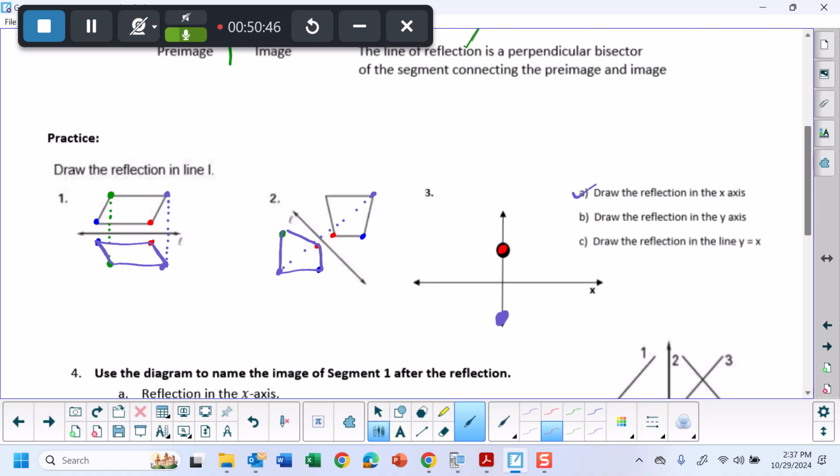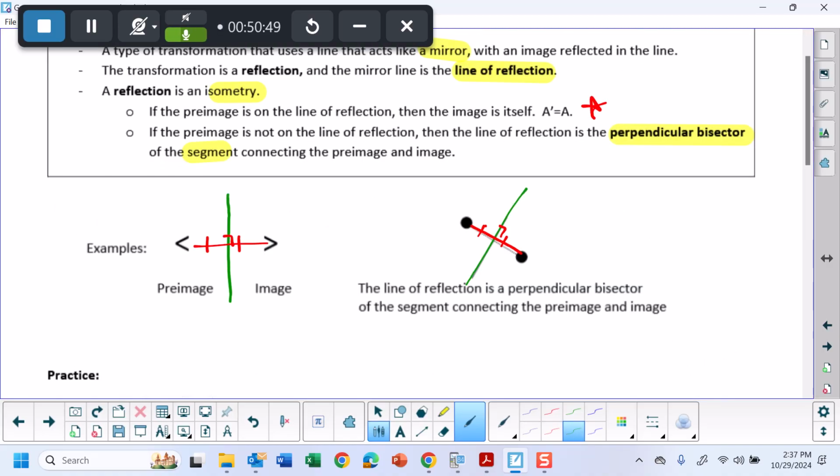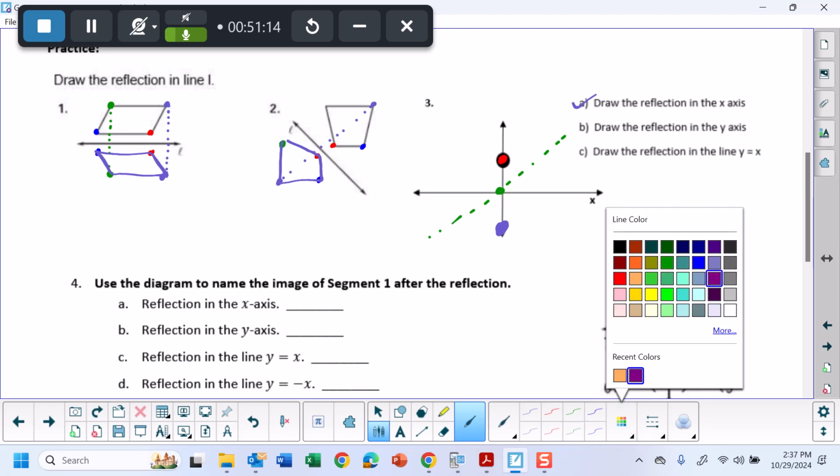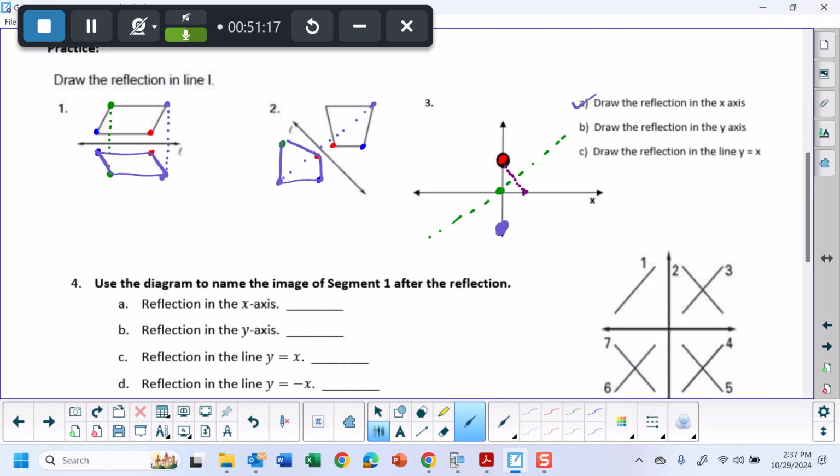When we talk about the reflection in the line y is equal to x, you're going to have to get good at drawing that direct variation with a slope of 1 that goes through the origin, because that line y is equal to x has (1, 1), (2, 2), (3, 3), (4, 4), (-1, -1), (-2, -2), (-3, -3) as solutions. And when I draw that reflection, it's going to be equidistant and land on that axis.